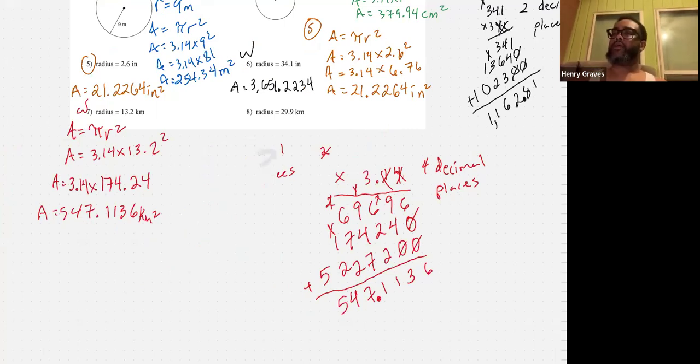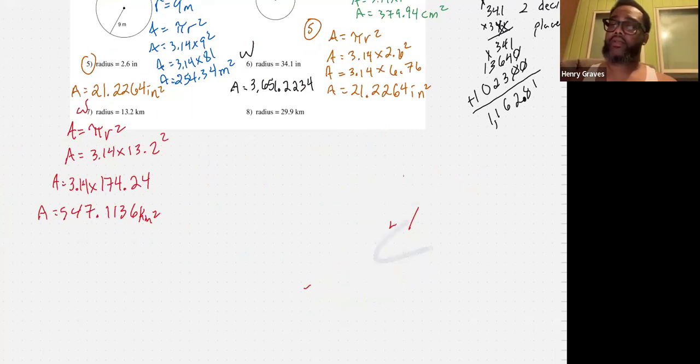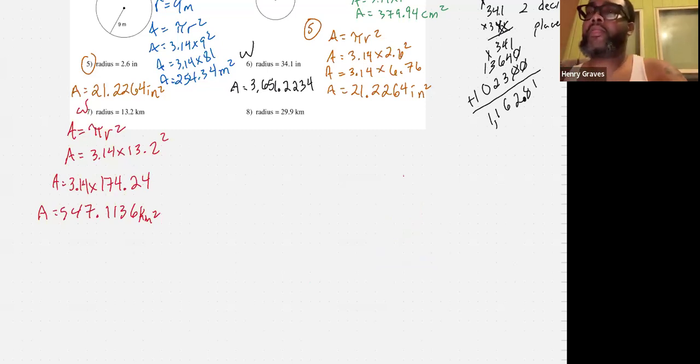Okay. Now the last one. So if I survive 7, I can definitely survive the last one. And this last one here, let's see. I'm gonna use purple, my third favorite color. I'm gonna use the same formula. A is equal to pi r squared. A is gonna be 3.14 times 29.9 to the second power. I'm going to figure out what 299 by itself equals.